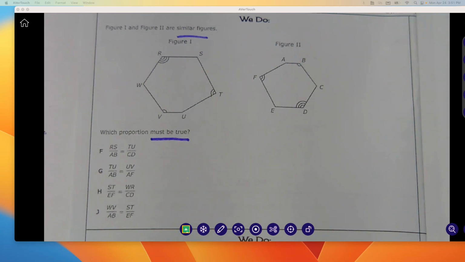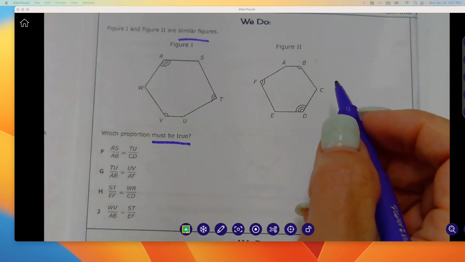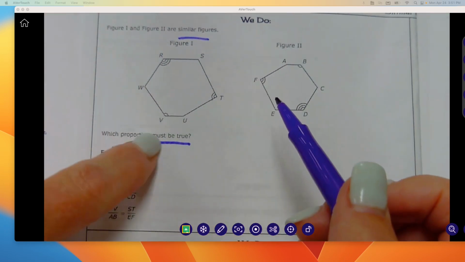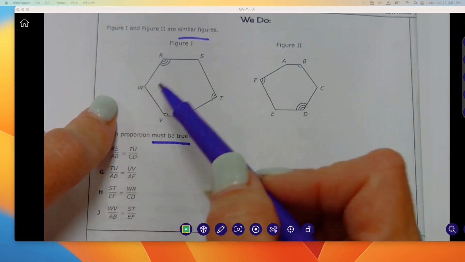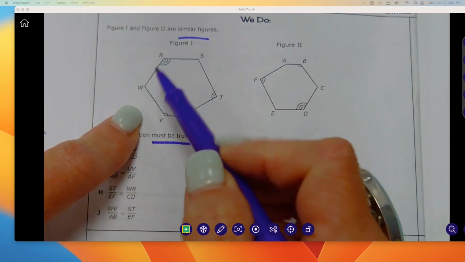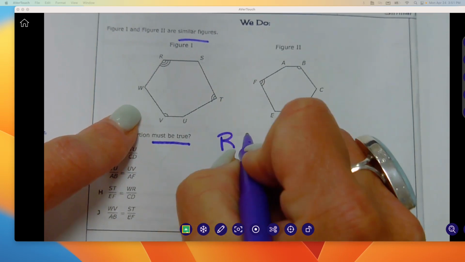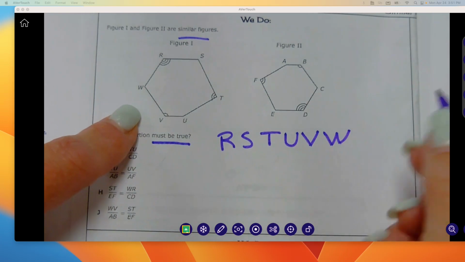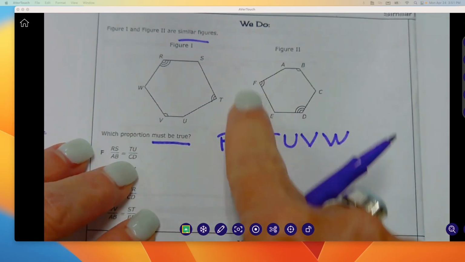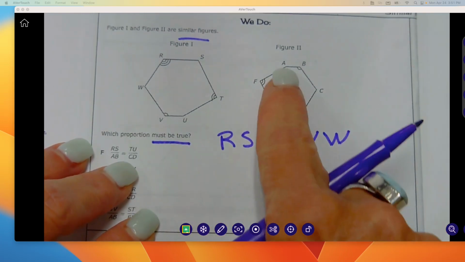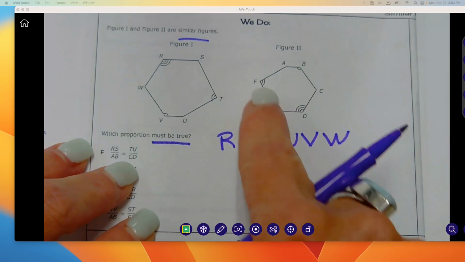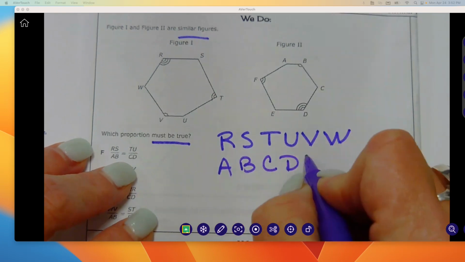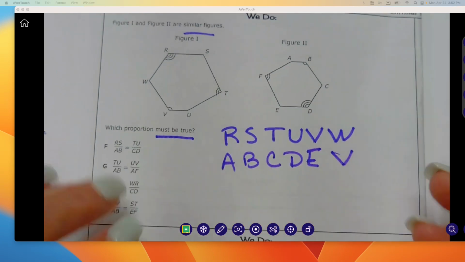Okay, so I am going to put these in order. So looking at this first one, I want to see which one is the order. So R, S, T, U, V, W. So I'm going to write R, S, T, U, V, W. Okay, and I'm going to put these in alpha order right underneath. So A, B, C, D, E, F. So A, B, C, D, E, F.